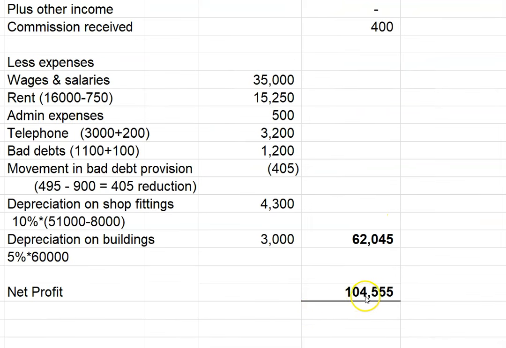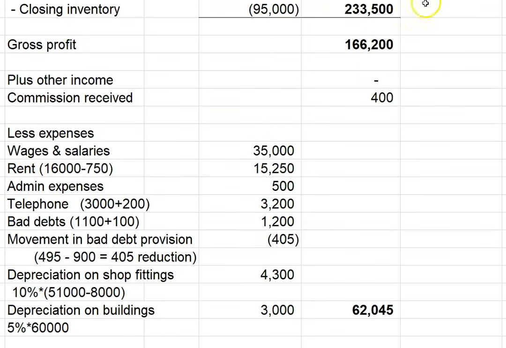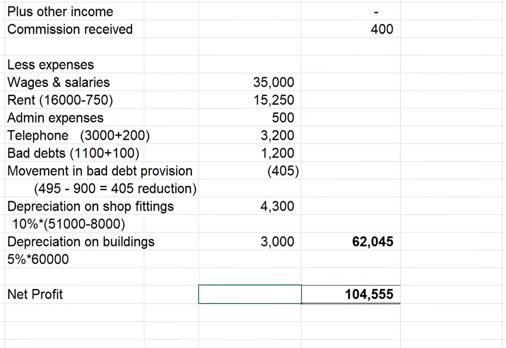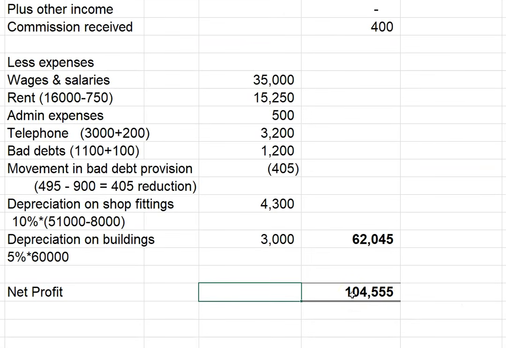So here's our net profit, 104,555, which is the gross profit of 166,200 plus commission received minus the total expenses of 62,045. And that gives net profit of that much. If the expenses were greater than the gross profit, we'd have a net loss, and this would be a minus figure down here.